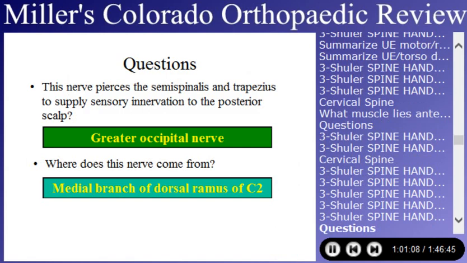Greater occipital nerve. Where does it come from? The medial branch of the dorsal ramus of C2. I think I incorrectly spoke before. It is the medial branch of the dorsal ramus of C2.